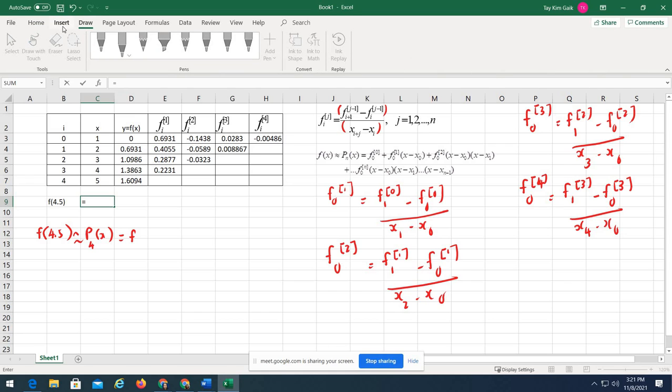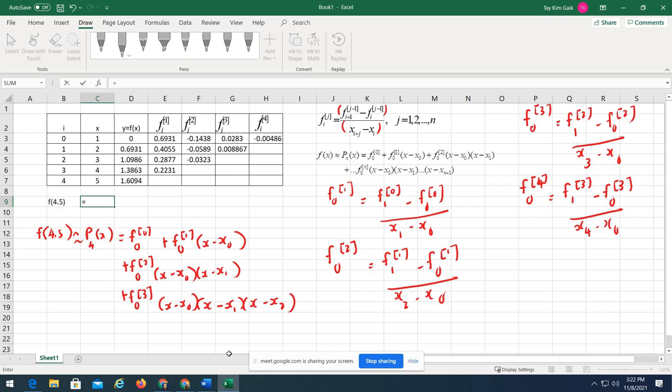I just write F naught 0, plus level 0, didn't multiply anything, so F0 1 multiplied by one term, which is x minus x naught, plus F0 2, level 2, multiplied by two terms, which is x minus x naught, x minus x1, plus third level of Newton divided difference, so x minus x naught, x minus x1, x minus x2, up to the fourth level, so it's x minus x naught, x minus x1, x minus x2, x minus x3.